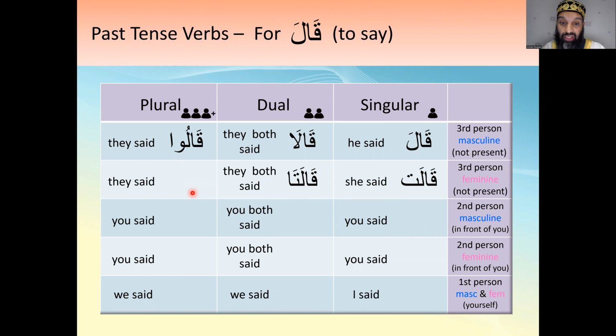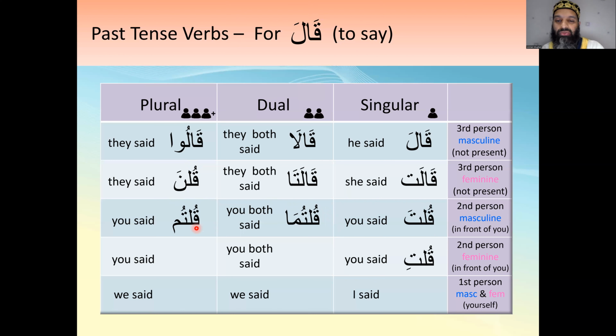So for qala, you have to put a dhamma on the first letter. You put a sukoon on the second one, and you leave the ending of the na. So qulna. Can you see it's changed? Look, the rest don't start off with a dhamma. It's only this one so far. This is the adjustment you have to make for qala in the past tense. Once you've made that adjustment, the rest all follow.